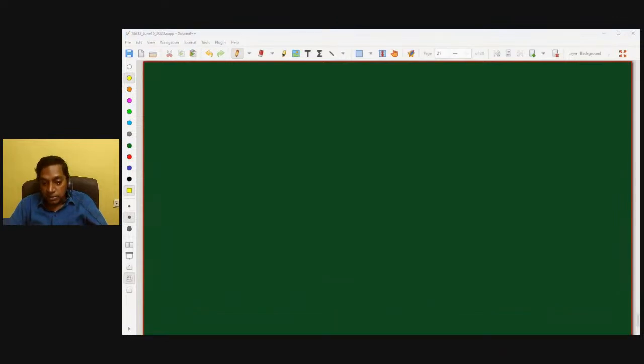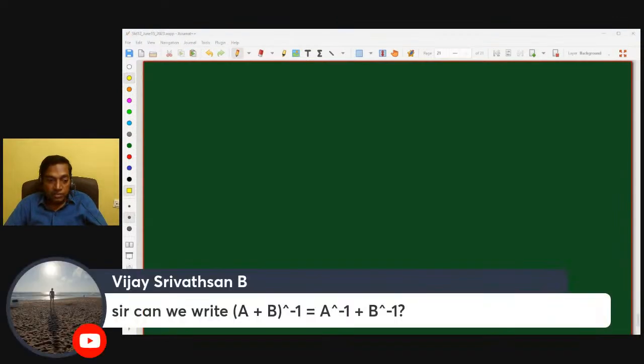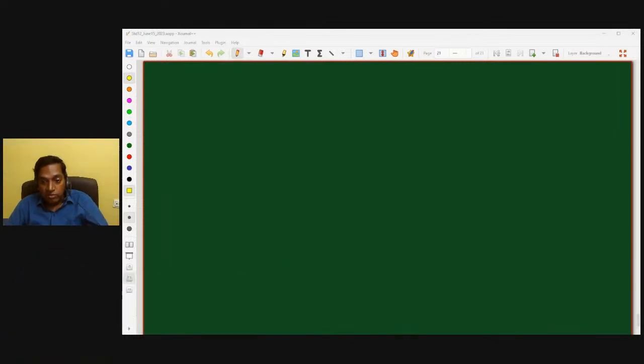Vijay Srivatsan, can we write A plus B whole inverse as A inverse plus B inverse? No, no. A plus B whole inverse is just like asking, can you do 1 by 3 plus 5 as 1 by 3 plus 1 by 5? It's like that because inverse is like 1 by 3, right? It's not exactly division, but it's like that. That's wrong, Vijay Sri.